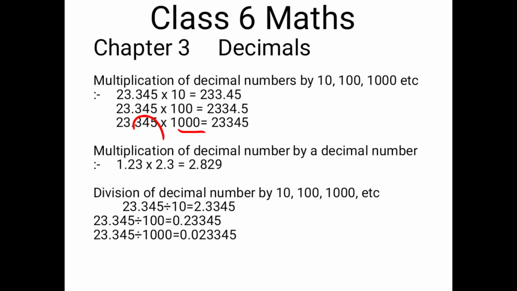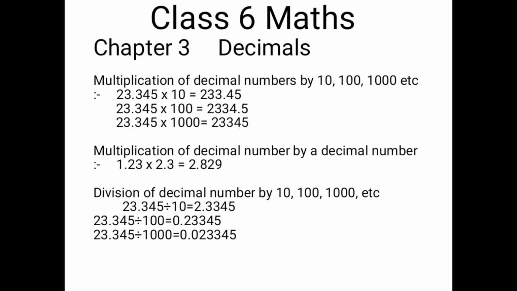Second one, multiplication of decimal number by a decimal number. If we multiply 1.23 and 2.3, how do we multiply these numbers? Just think as if there is no decimal point here, and you multiply 123 into 23. So if we multiply 123 into 23, you will get 2829. Okay, so now where do we put the decimal point?